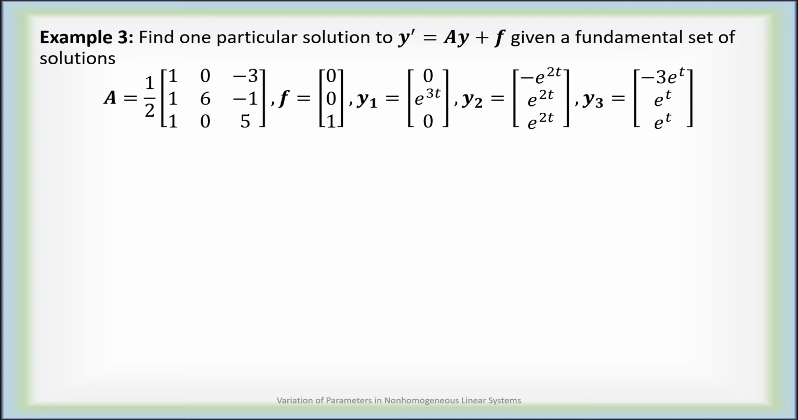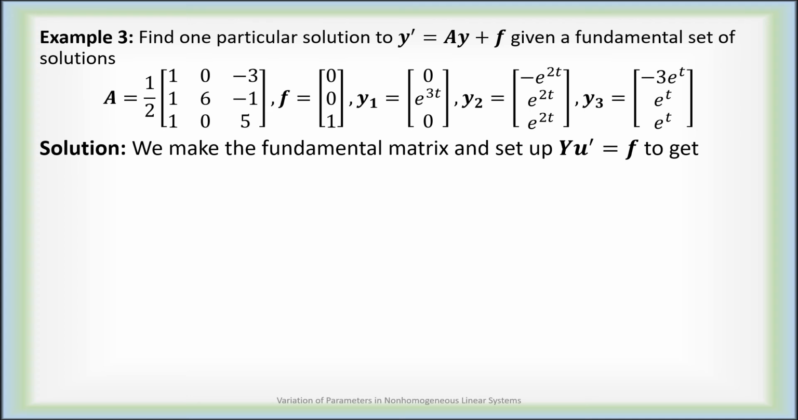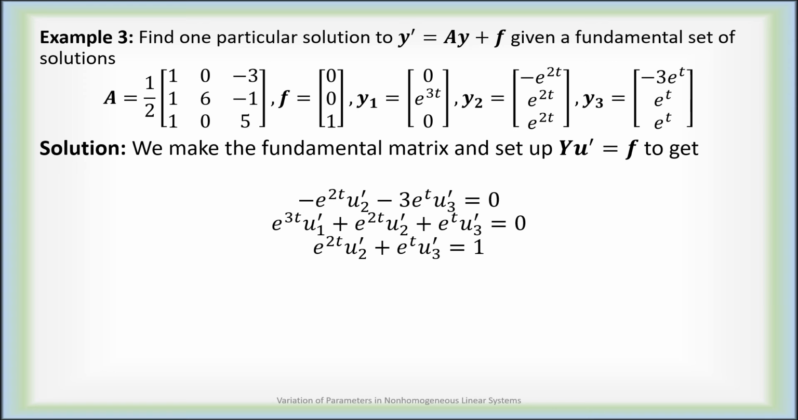For our third example, find one particular solution to this 3x3 non-homogeneous linear system. However, we are given a fundamental set of solutions again. Well, we make our fundamental matrix and then set up Yu prime equals f. So make your fundamental matrix by taking this as the first column, this as the second, this as the third. Then multiply by a column u1 prime, u2 prime, u3 prime. And what we should get out, row by row, are 0, 0, and 1. Once you go through that multiplication, here are the 3 rows you get.